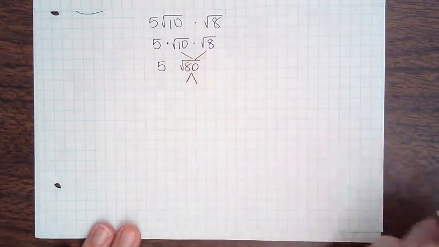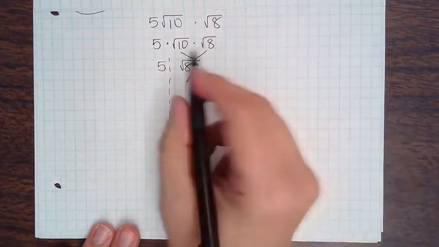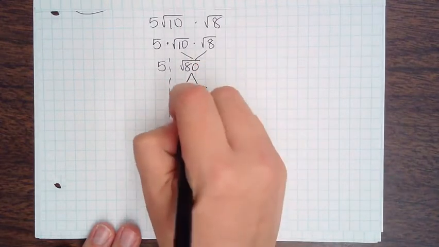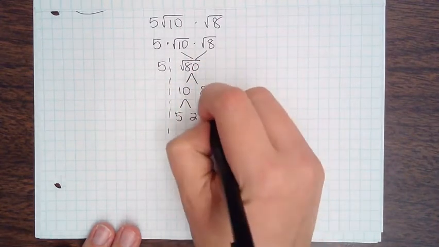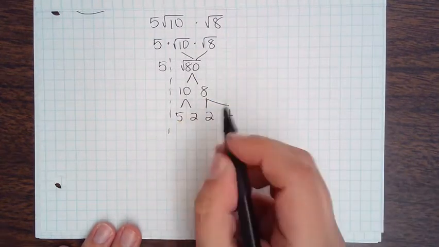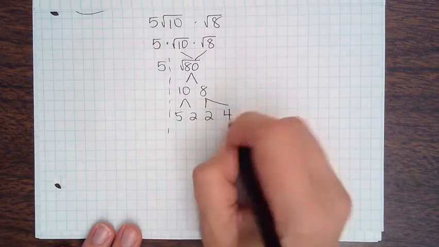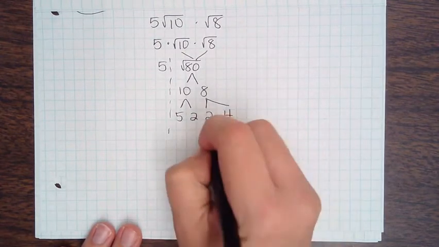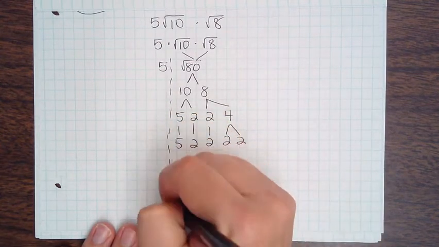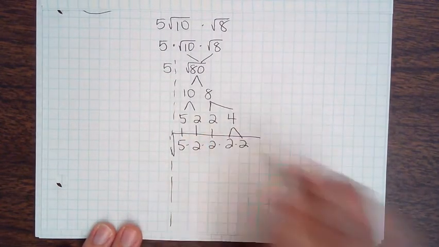So if I look at 80, and I'm going to ignore the 5 for a moment, I know 80 breaks down into 10 and 8. I know 10 breaks down into 5 and 2. And I know 8 breaks down into 2 and 4. 5 can't break down anymore, 2 can't break down anymore, and 2 can't break down anymore, but 4 can. 2 and 2. I'm going to bring everything else down. And remember, all of this is still under the square root and it's still multiplied.